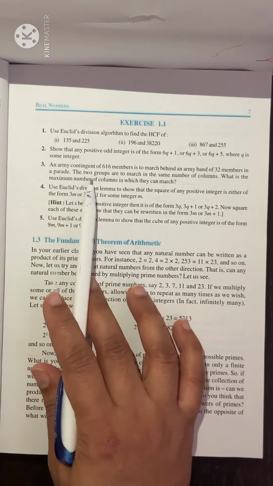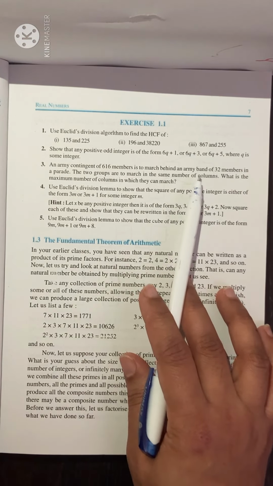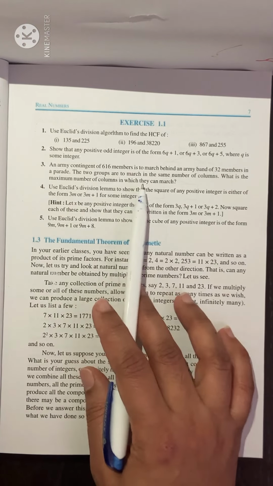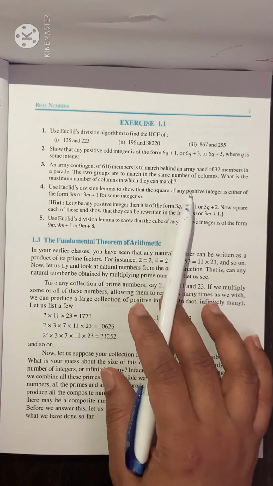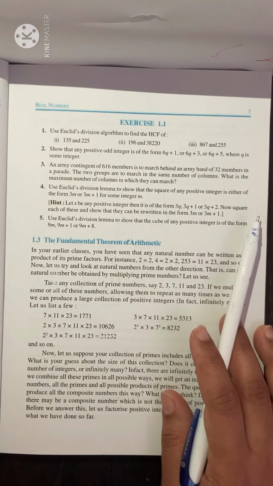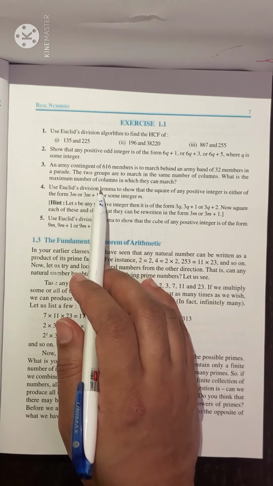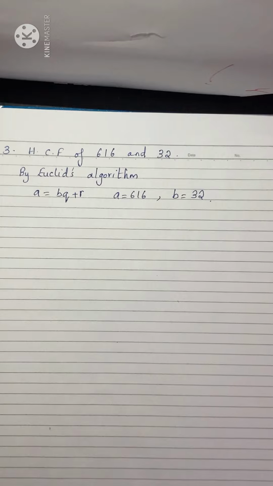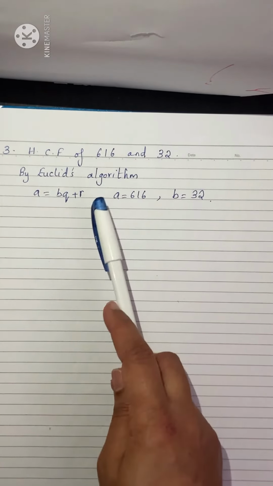Number 3. An army contingent of 660 members is to march behind an army band of 32 members in a parade. The two groups are to march in the same number of columns. What is the maximum number of columns in which they can march? In this question, you are asked to find the maximum number. Maximum number means you have to find the HCF. So here you have to find the HCF of 616 and 32.